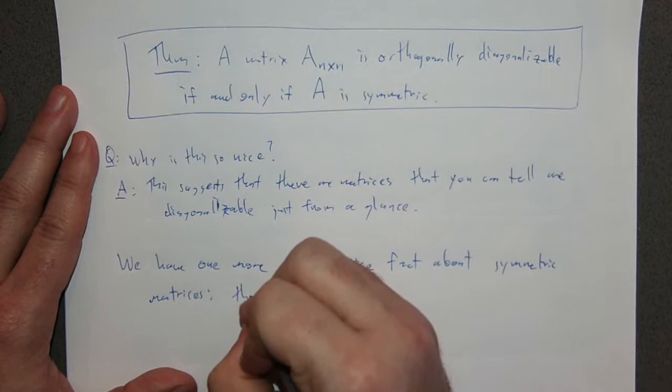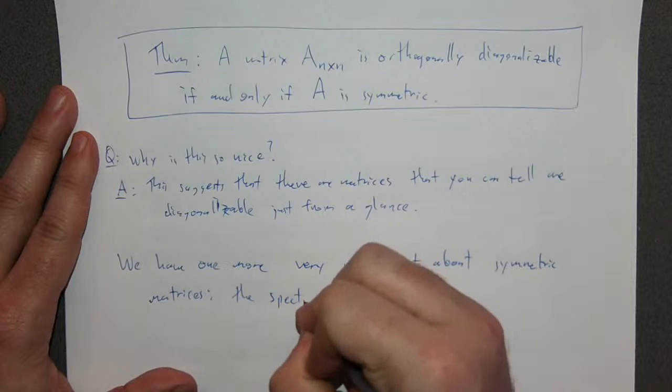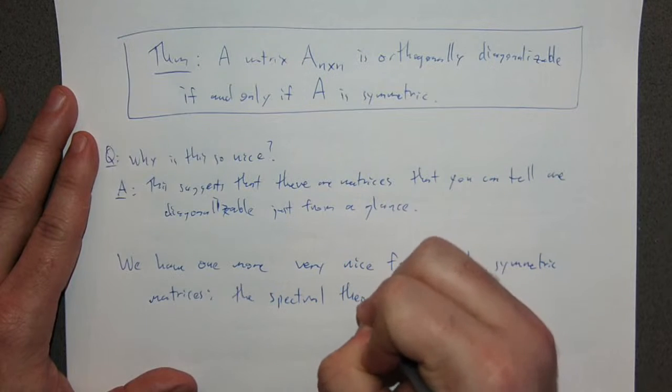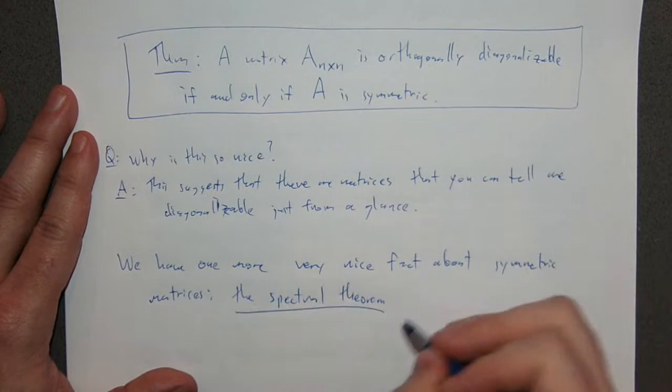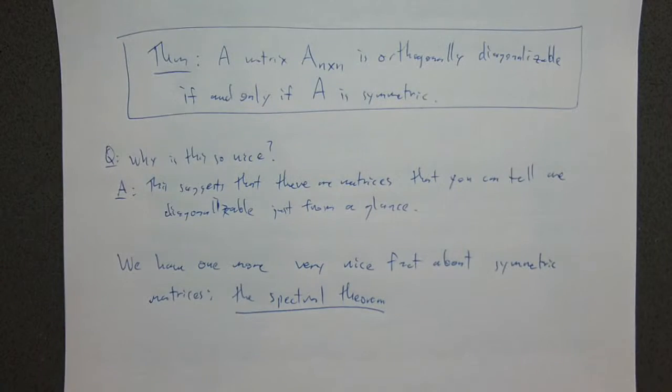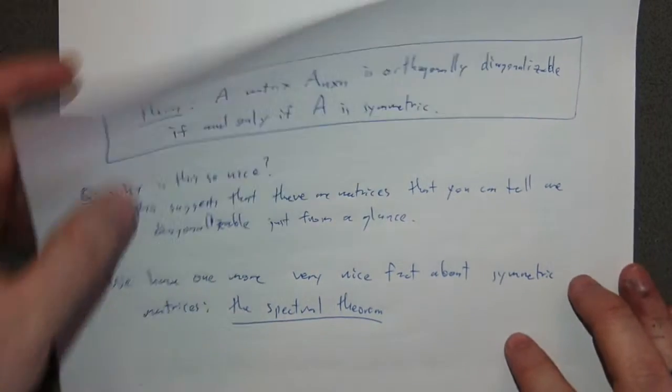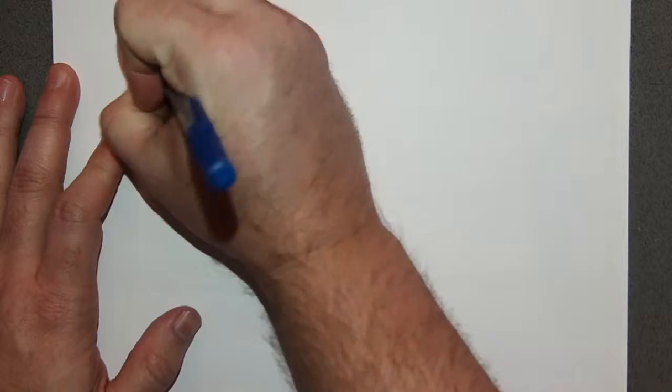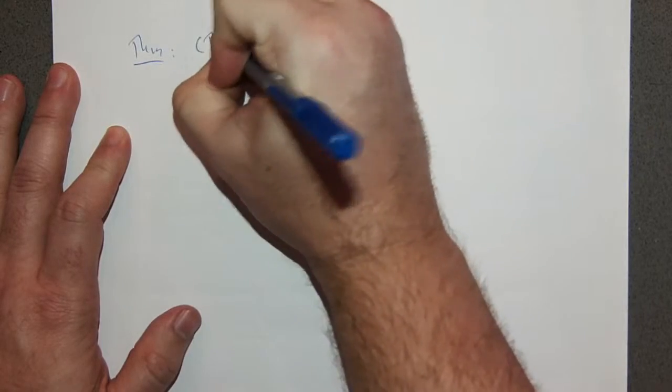And this is called the spectral theorem. It's called the spectral theorem because the spectrum of a matrix is an old way of talking about its eigenvalues. So whenever you hear the word spectral something, it's usually referring to eigenvalues. I guess spectral sequences don't fit that example, but that's okay. Anyway, okay, so theorem, the spectral theorem.